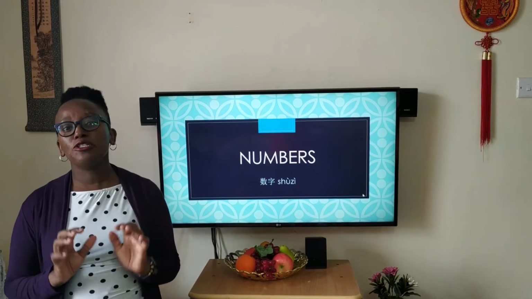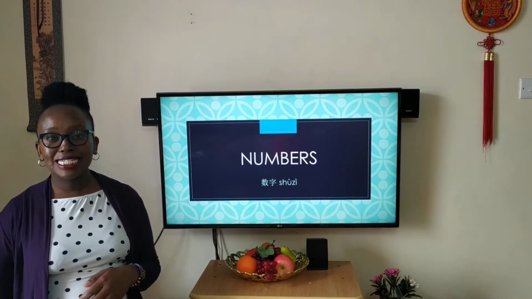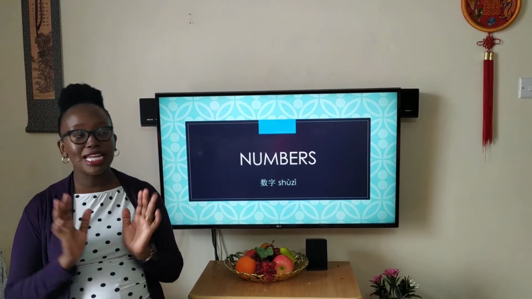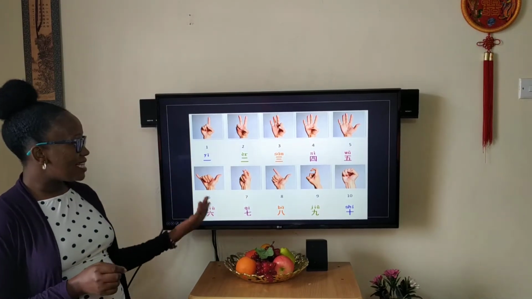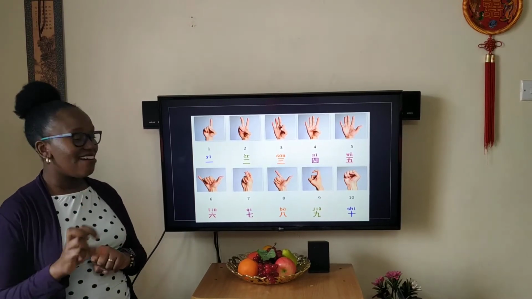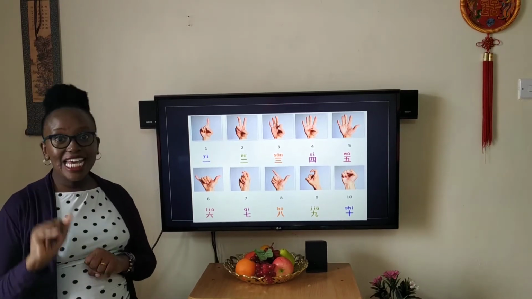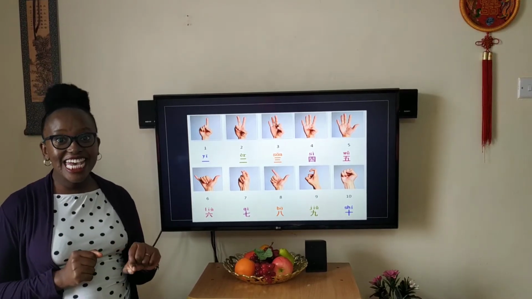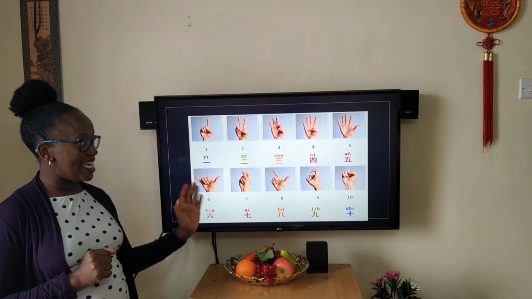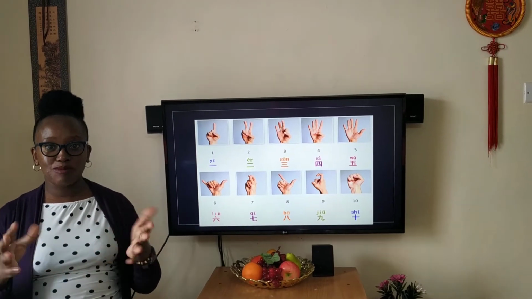Now, to be able to talk about our family, we need to review numbers. We already learned this, but let us look again at Shuzi, numbers, and we're going to look at number 1 to 10. Let's read together. We have 1, 2, 3, 4, 5, 6, 7, 8, 9, 10. The 10 numbers.